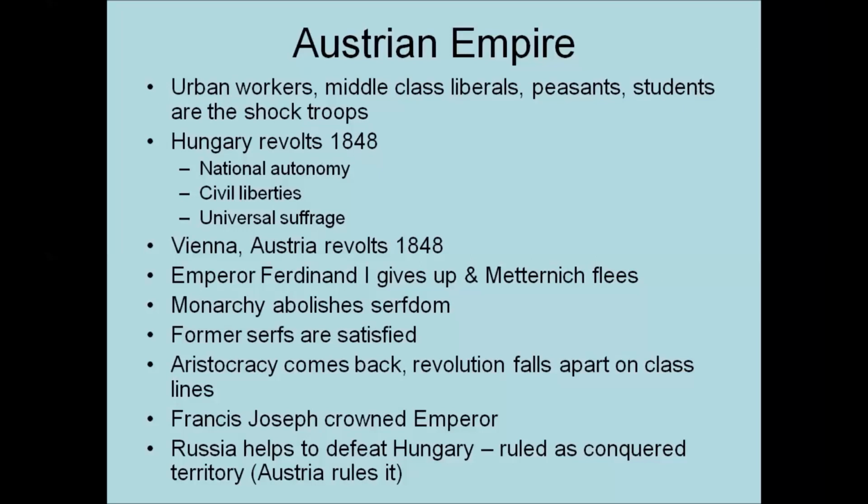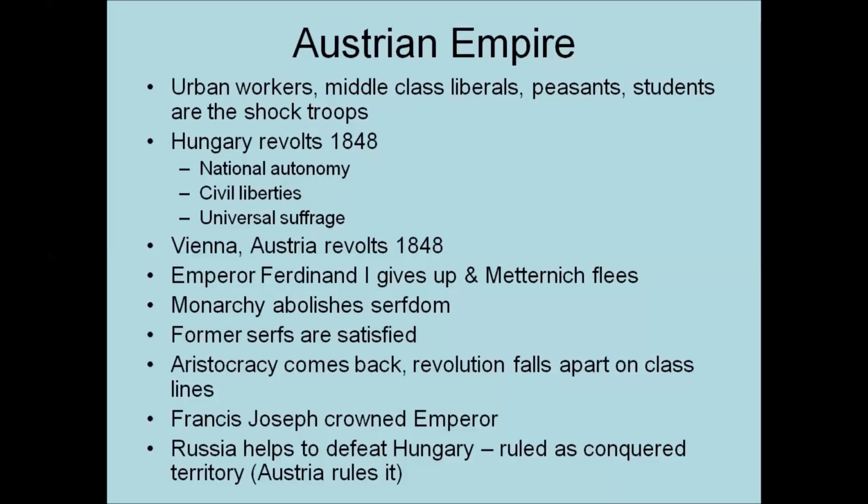So you've got Hungary revolting in 1848, you've got Vienna in Austria revolting in the same year. They're all going up against Emperor Ferdinand I and against Metternich and his ideas, because again, Metternich was from Austria. The monarchy, in response to this and trying to save itself, is going to abolish serfdom. The former serfs then become satisfied, so they don't feel like they need to fight anymore. Therefore, the aristocracy is going to come back, and the middle class is going to start to support the government, and so the revolution is going to fall apart on class lines.